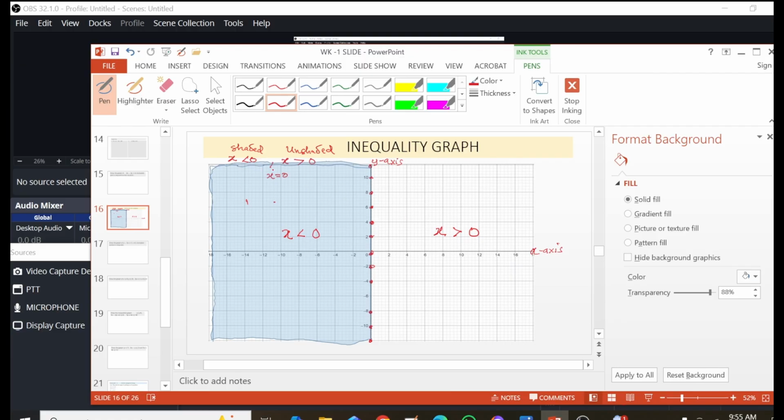And the points where s is equal to 0 are along the y-axis. This is where x is equal to 0. So x is equal to 0 along the y-axis like this. X is equal to 0 along the y-axis.